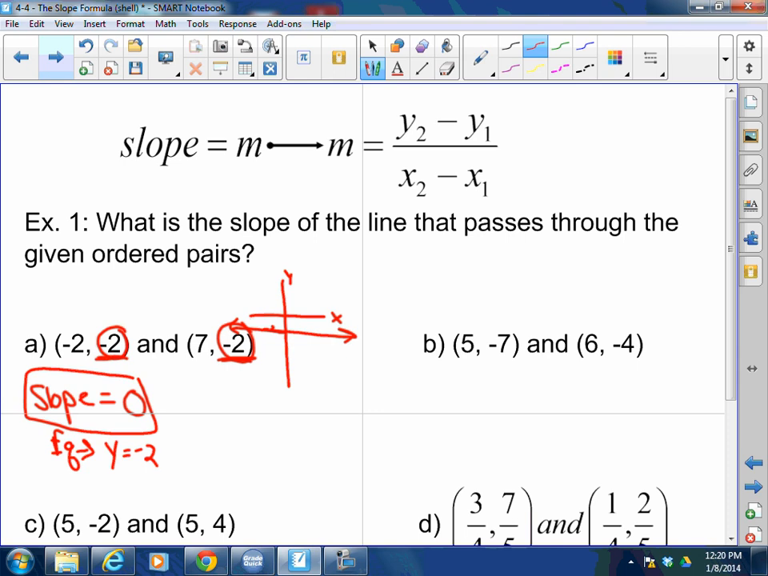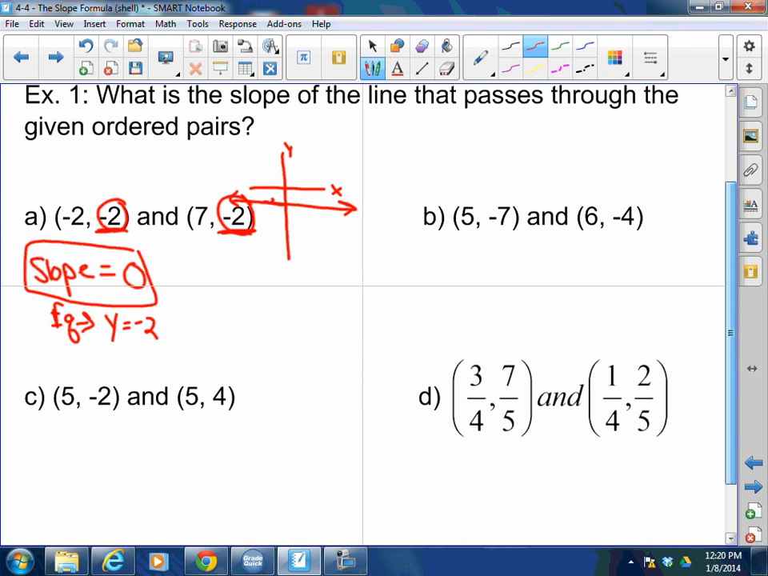Okay, B. Label, label, label, label. x1, y1, x2, y2. y2 minus y1 over x2 minus x1 equals negative 4 plus 7 is 3 over 6 minus 5 is 1. Does that make sense?